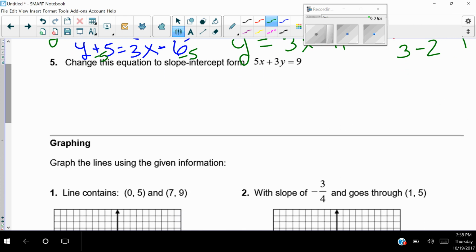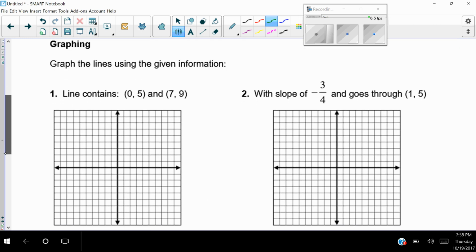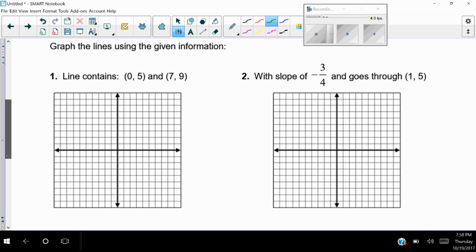I want you guys to try number 5. You're trying to change this equation into slope-intercept form. So you're going to solve for y. You're going to move the 5x to the other side, divide by 3. I want you guys to try that. I'm going to show you how to graph, and then we're done.